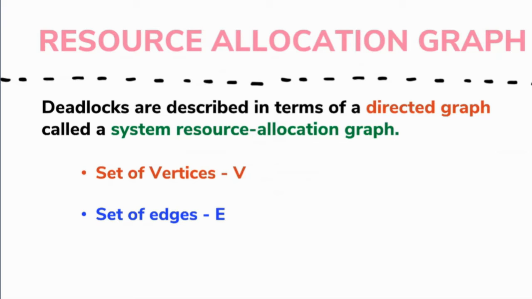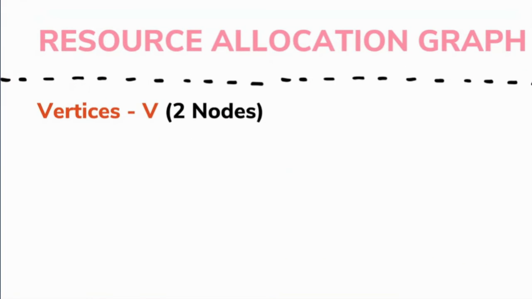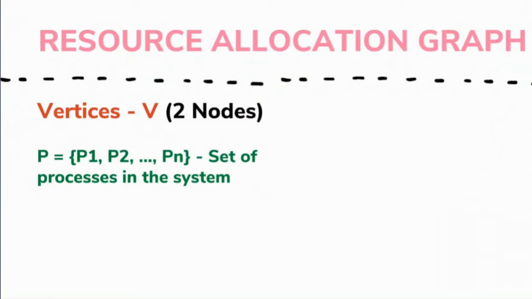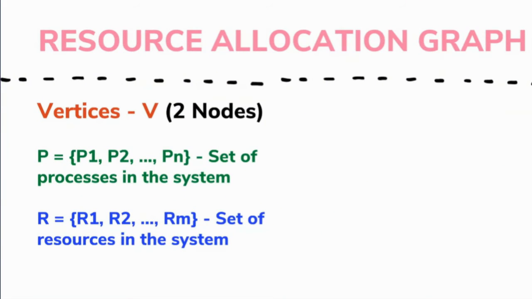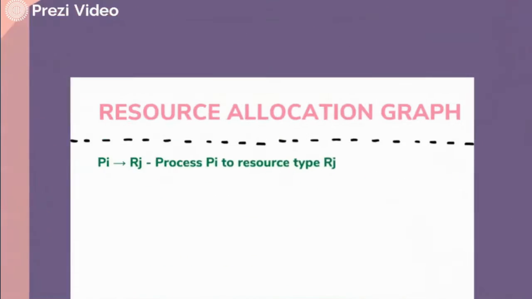Here we have a set of vertices V and a set of edges E. The set of vertices will be of two types of nodes. One is for the resource, another one is for the process. If we have processes P1 to Pn, the set of processes available in the system can be mentioned in the graph. And R1 to Rm is the set of resources available in the system.